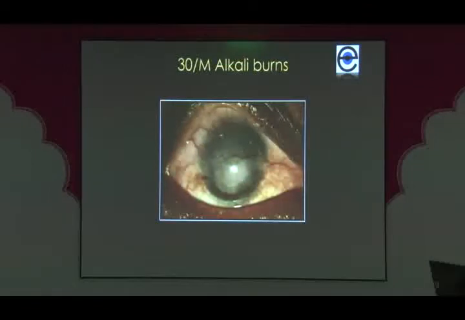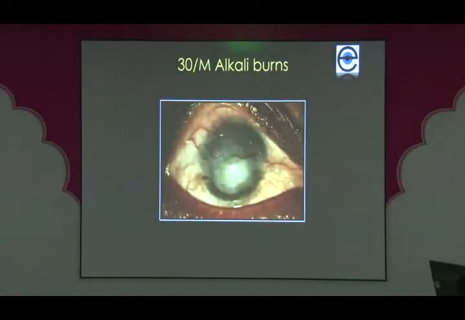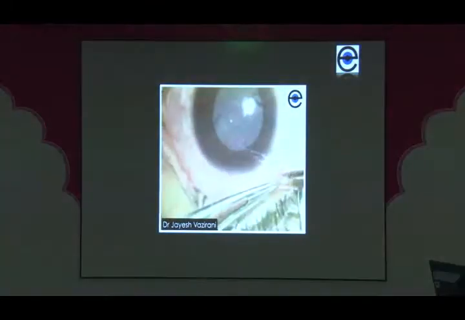So I'll just demonstrate this. This is a patient with alkali burns. You can see that there is pannus over the surface along with underlying corneal stromal scarring. And if we just quickly go through the steps of SLET. So here I am taking the limbal biopsy.